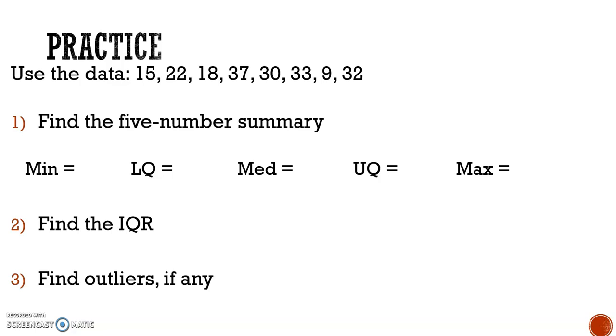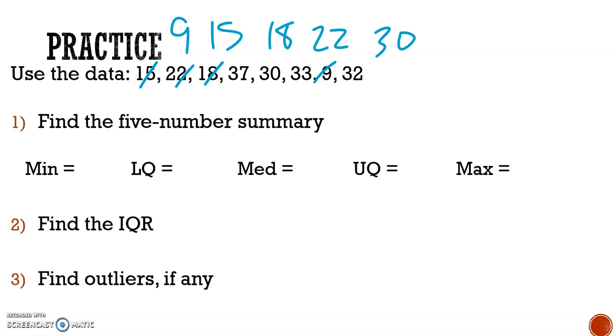So remember, the first step is to put them in order. So I'm going to write them in order, cross them off as I go. 15, 18, 22, 30, 32, 33, and 37.